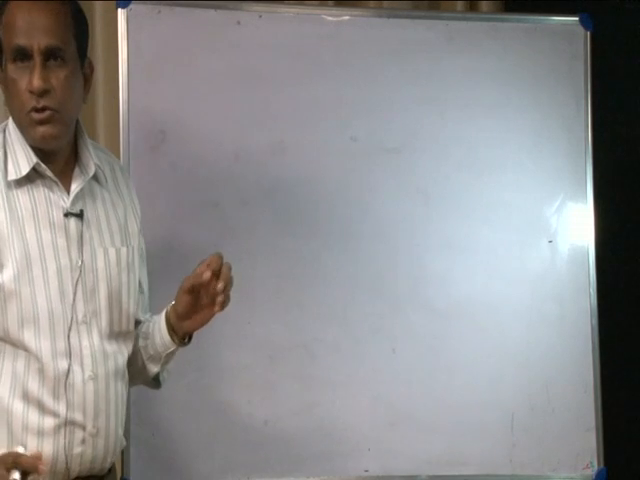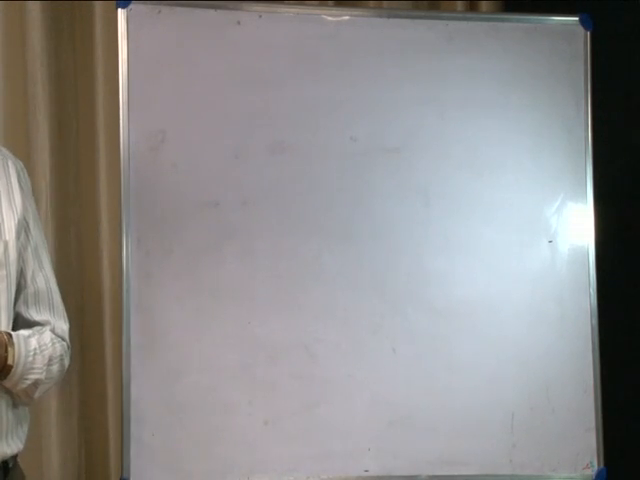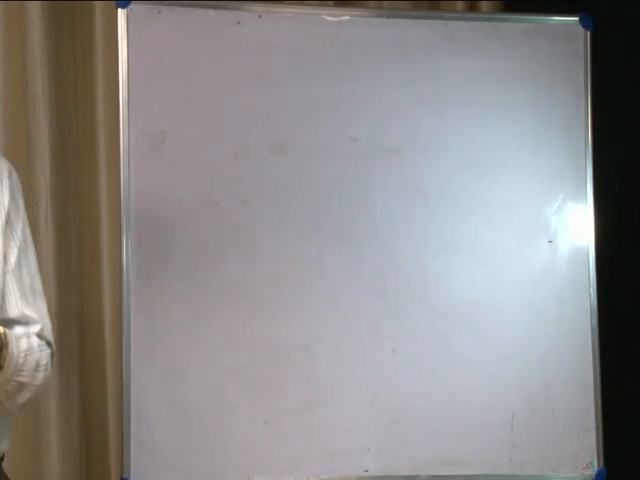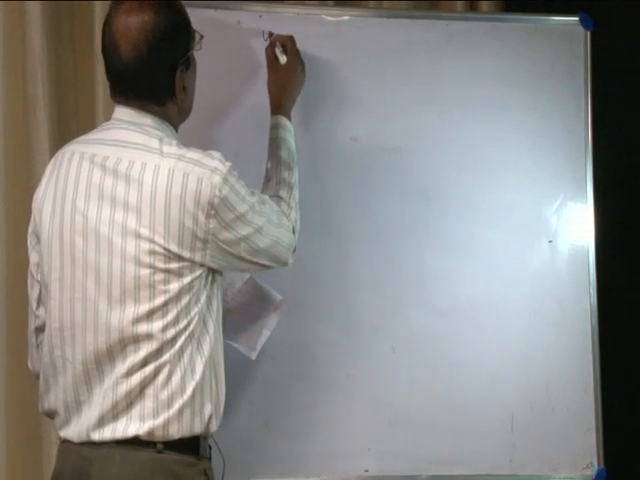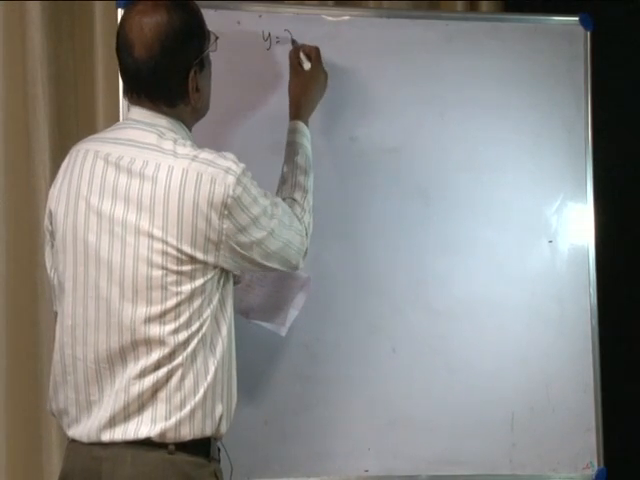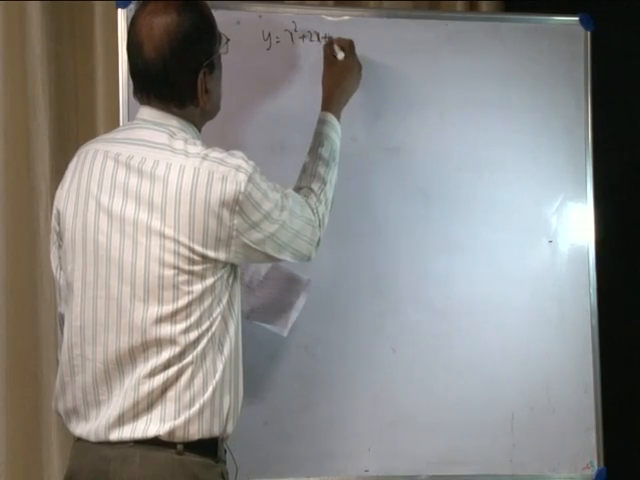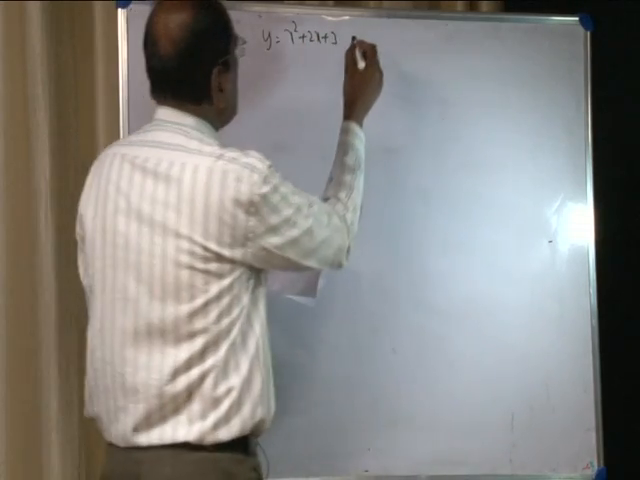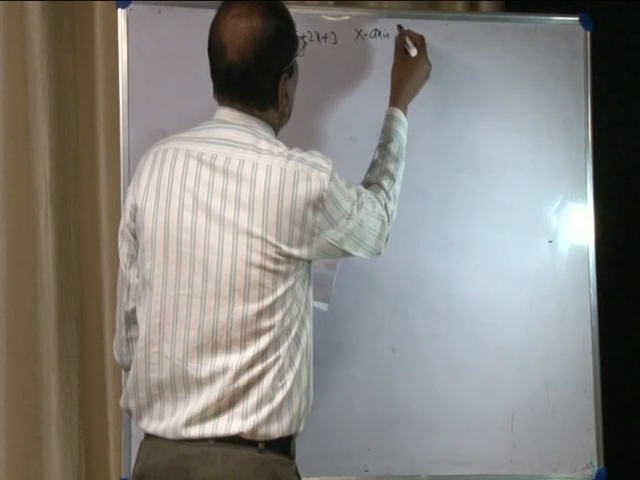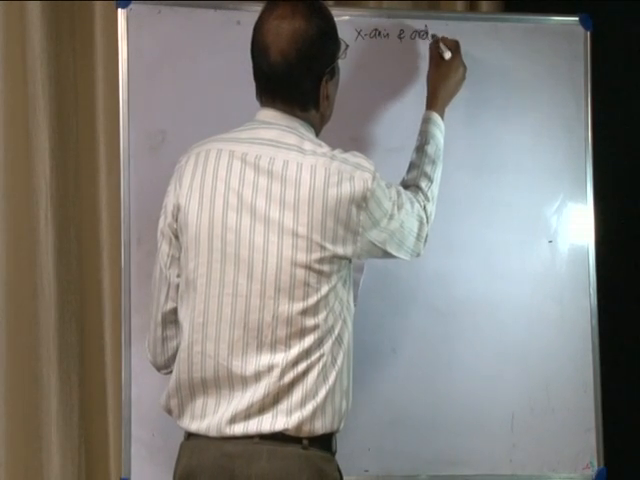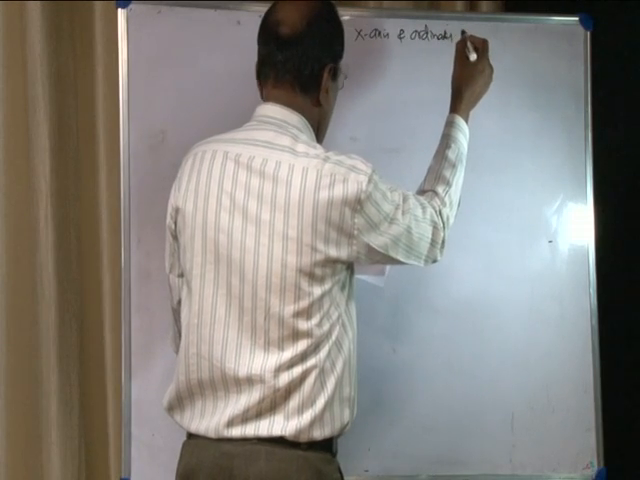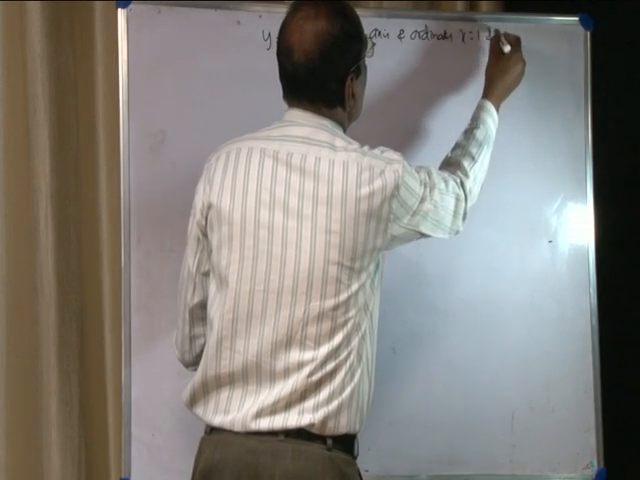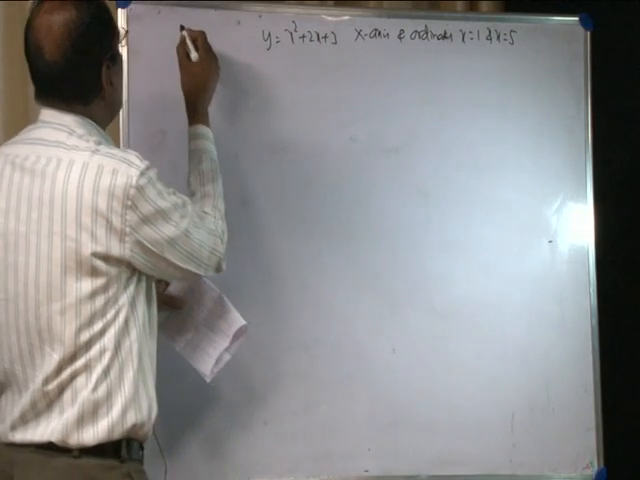So, there are 2 or 3 types of problems based on area. First problem on area: find the area bounded by the curve y is equal to x square plus 2x plus 3, x axis and ordinates x equal to 1 and x equal to 5. So, this is problem number 1.